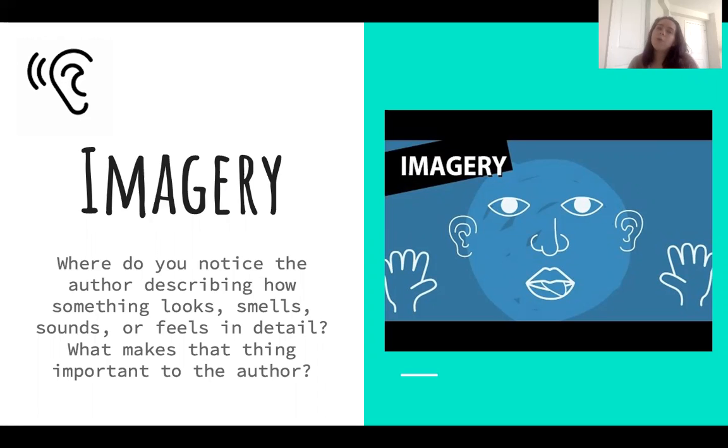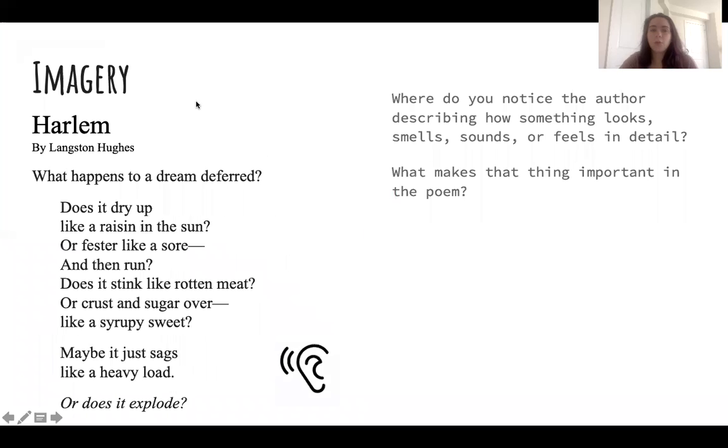We also know when a writer is using imagery, it's usually because the thing that they're describing is important in some way. They wouldn't take the time to describe it in detail if it wasn't important. So the other question we want to answer when we're talking about imagery is what makes that thing that the author is describing important to the author or to the poem. So that's a recap of imagery, and now I'll show you what this looks like for our poem Harlem by Langston Hughes.